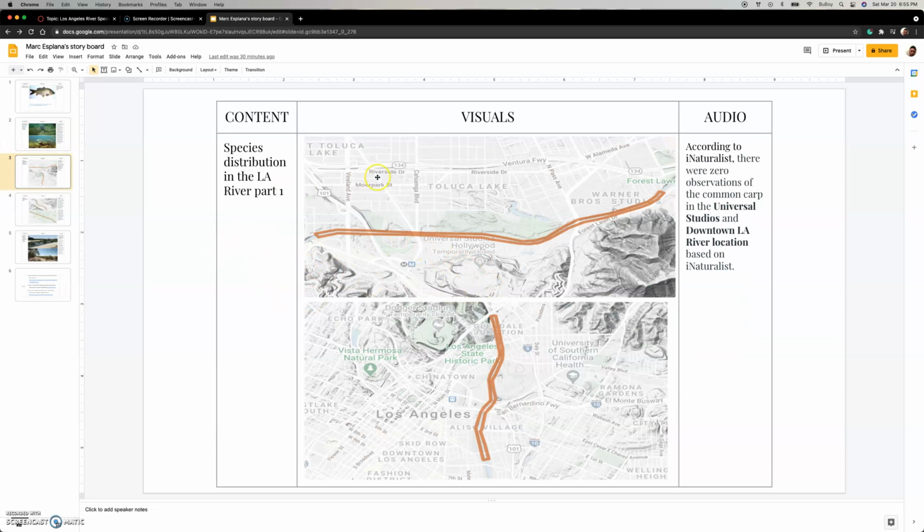Slide 3 goes over the distribution of the common carp throughout the LA River. You can see in these two pictures, this one is the Universal Studios location, and this one is the downtown LA River location. There aren't any common carps reported in these two locations because they're the hard bottom parts of the river.